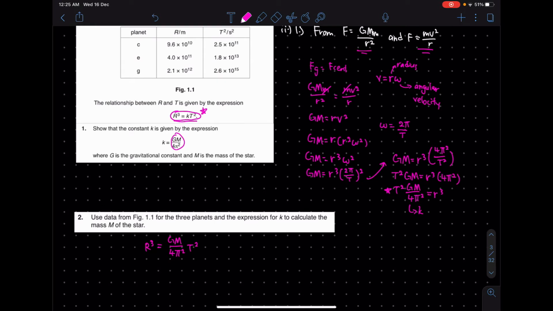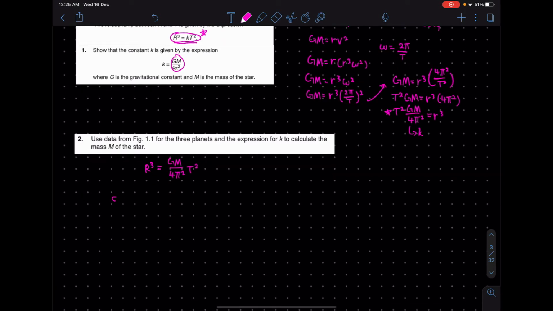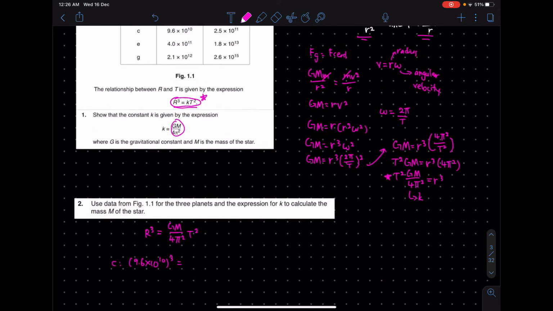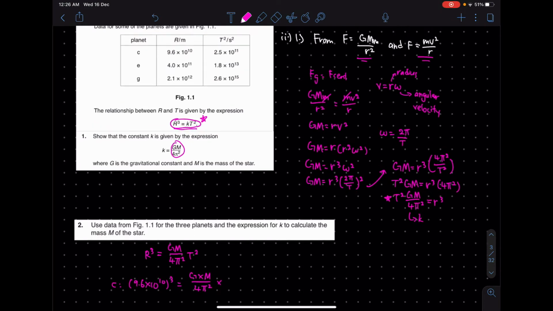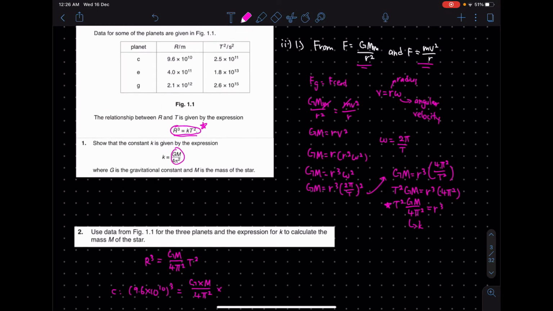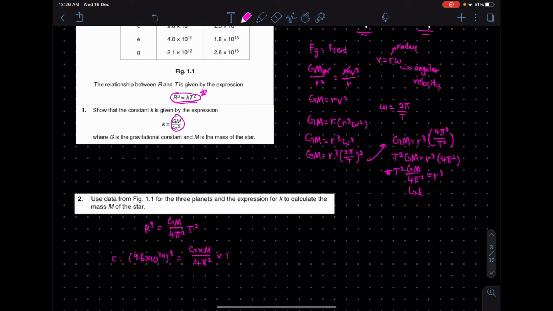So let's see, we'll put planet C first. So for C, 9.6 times 10 to the power of 10 cubed equals G times M. M is the thing that we're looking for, and G is the gravitational constant. So we can just leave it as it is first, and we can put in the value later. So for T squared, it's 2.5 times 10 to the power of 11.